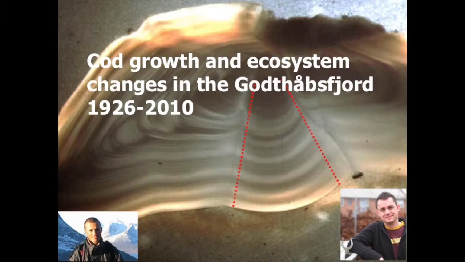So starting out, I'll show you a growth chronology of cod in the Godthåb area from 1926 to 2010. As you can see here, these are like rings in a tree trunk, so you can actually tell the different years apart. So you can look at the growth over time in these cod populations.